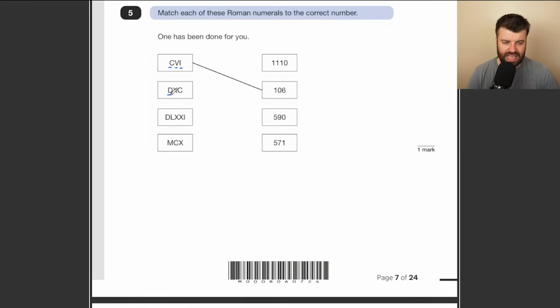Now we have D's here. You might be thinking, oh gosh, what's D? Oh, I can't remember what D is. Well, if you're in that boat, look, go down to the bottom one here. M, that's a very common one. That's 1,000. C is 100 and X is 10. So that's 1,110. Cool. We can match these up now.